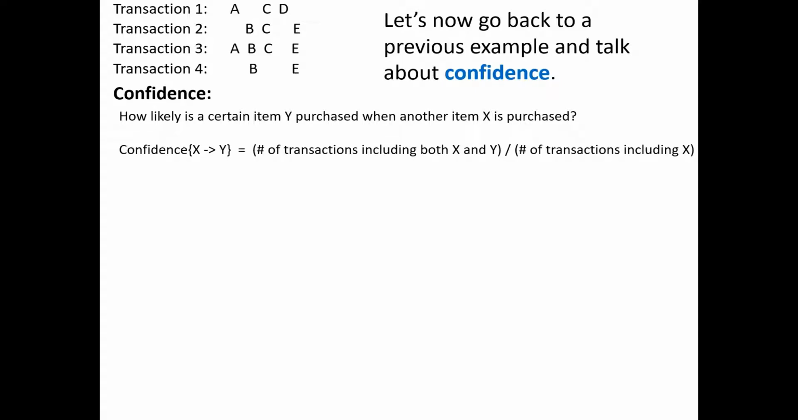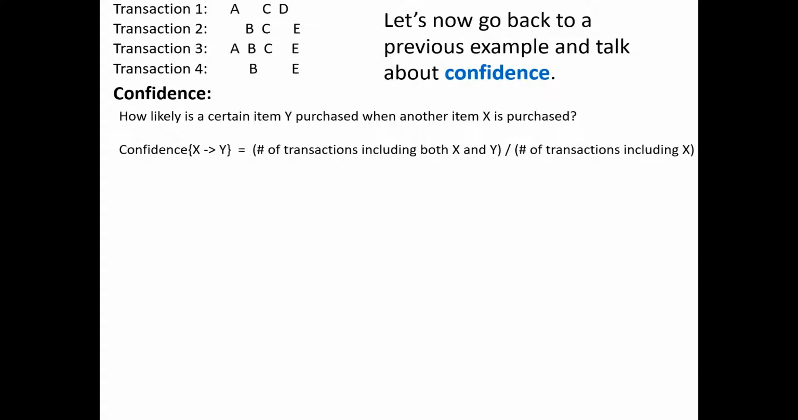By the way, on the left-hand side of this formula, you see confidence and then X and then a little arrow pointing to the Y. You almost want to read that backwards and say, that's asking how likely is it that Y will be purchased given that X is also being purchased. So you start with the second one and then say the first one. Again, how likely is it that Y will be purchased given that X is also being purchased?